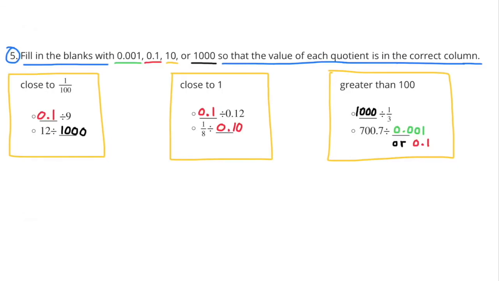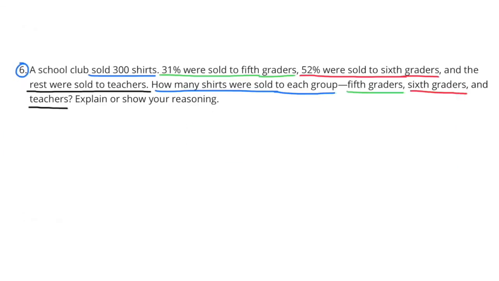Number 6. A school club sold 300 shirts. 31% were sold to 5th graders, 52% were sold to 6th graders, and the rest were sold to teachers. How many shirts were sold to each group? 5th graders, 6th graders, and teachers. Explain or show your reasoning.